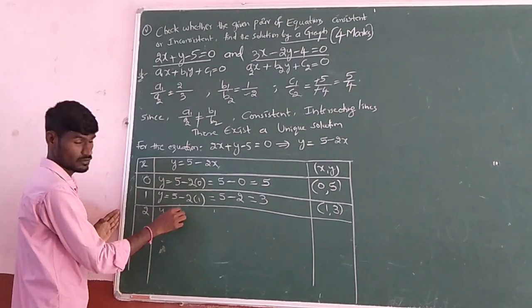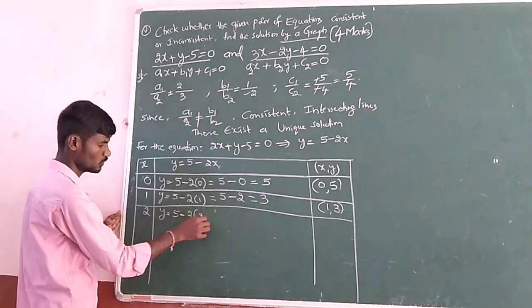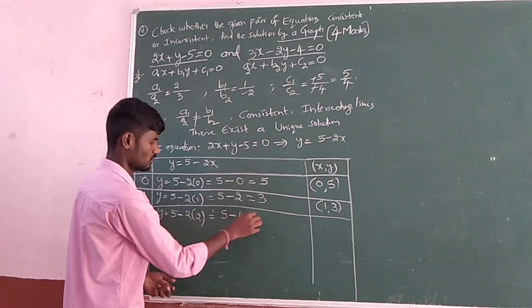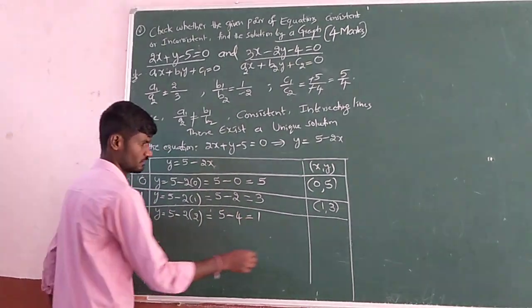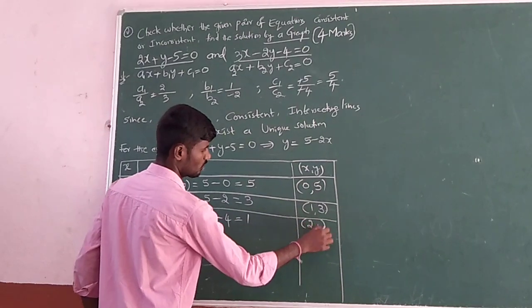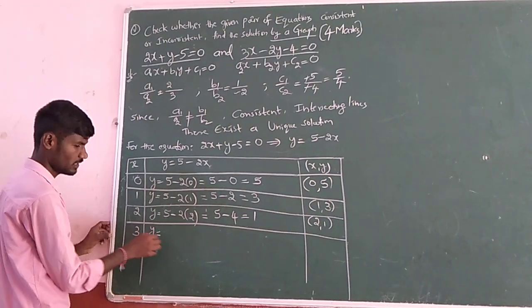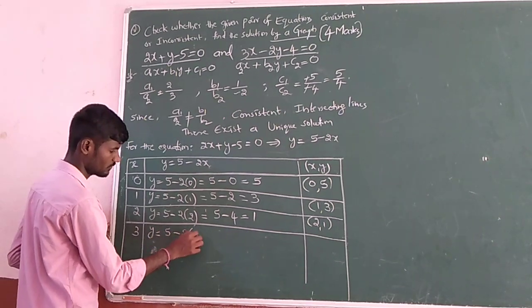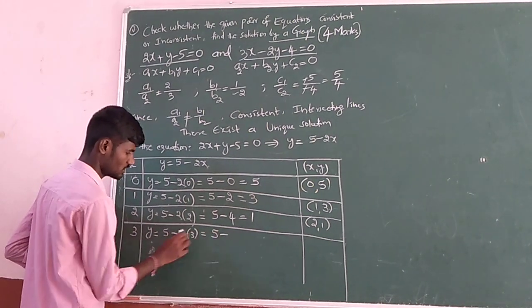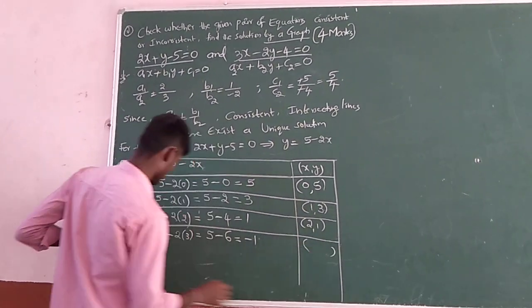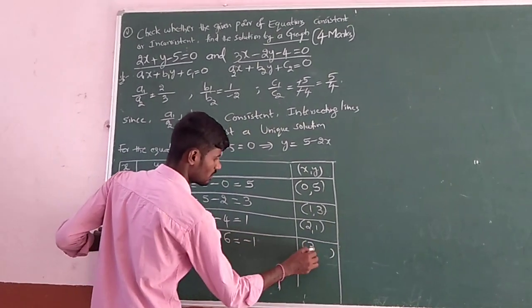Next 2. y equals 5 minus 2 into 2. 2 twos are 4, 5 minus 4 is 1. Then you will get 2 comma 1. Next let us take 3. y equals 5 minus 2 into 3, which is 6. 5 minus 6 is minus 1. What will we get? 3 comma minus 1.